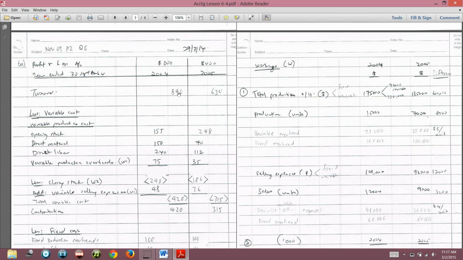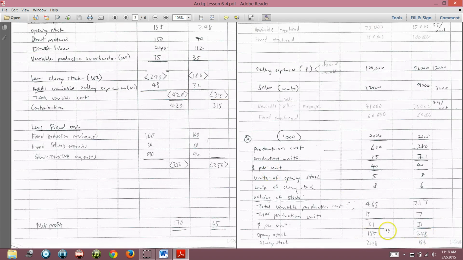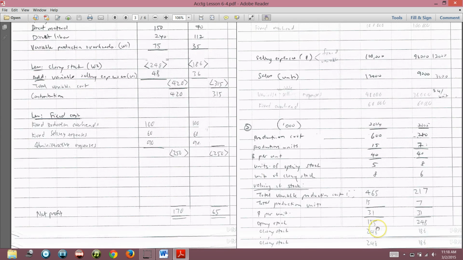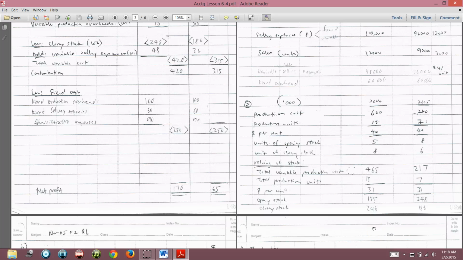So the selling price, actually I can derive the selling price. 840 divided by 12,000 units. So the selling price per unit appears to be 70. In 2005, 630 divided by 9 also gives 70, and the variable cost per unit is 31. So 70 minus 31 is 39.